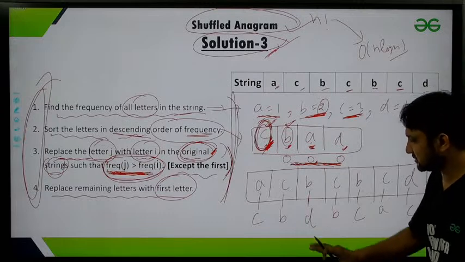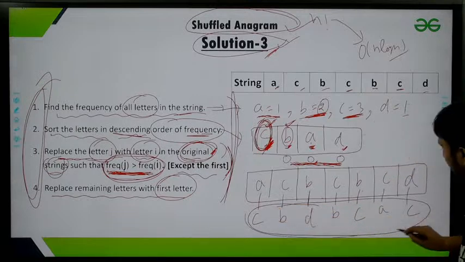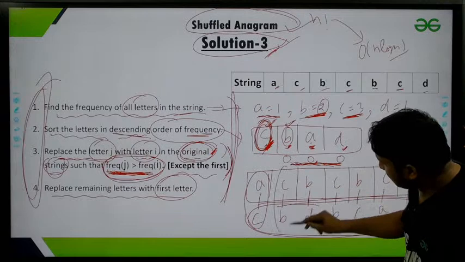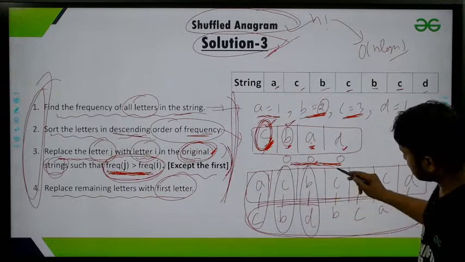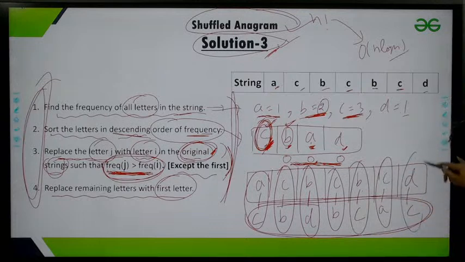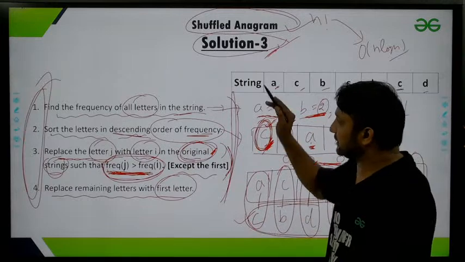Okay, let's see whether we get the right anagram or not. Is this the shuffled anagram we were expecting? A and C are not matching, C and B are not matching, B and D are not matching, C and B are not matching, B and C are not matching, this is also not matching. Yes, this is the right shuffled anagram. We get the right answer from this algorithm.